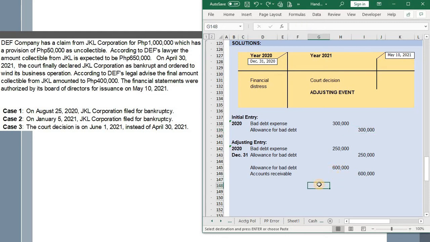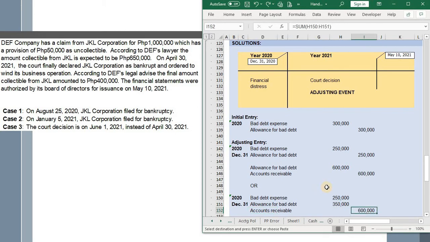Or you may record it using a compound journal entry. So the debit would be bad debt expense, 250,000 pesos, debit allowance for bad debt, 350,000 pesos, and credit accounts receivable for 600,000 pesos.